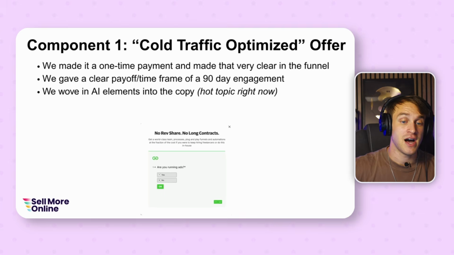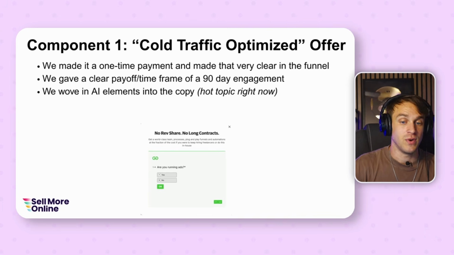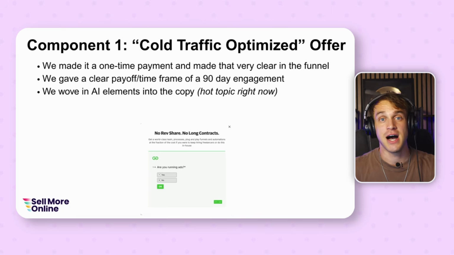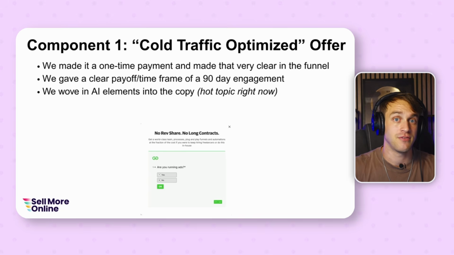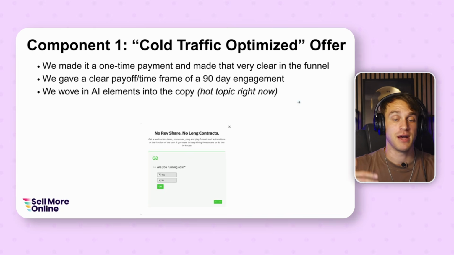We gave a clear payoff and time frame of a 90-day engagement, and we also tied a clear result to it. So we said, hey, we're gonna get you double what you paid us in the next 90 days by optimizing your entire GHL and your funnel. And then we also wove in AI elements into the copy, which again was a hot topic at that time as well.